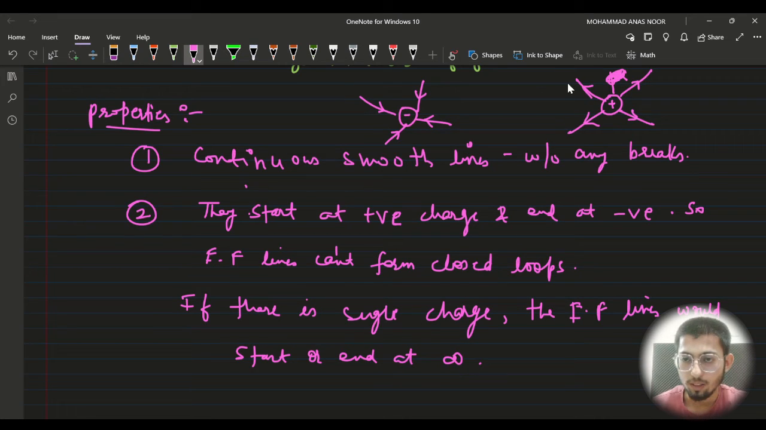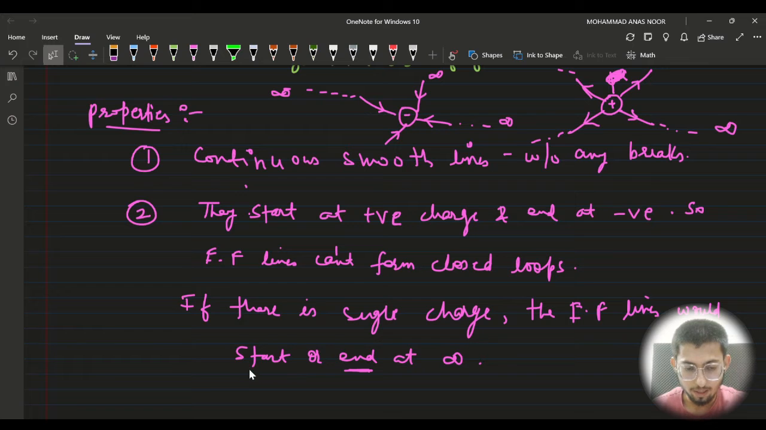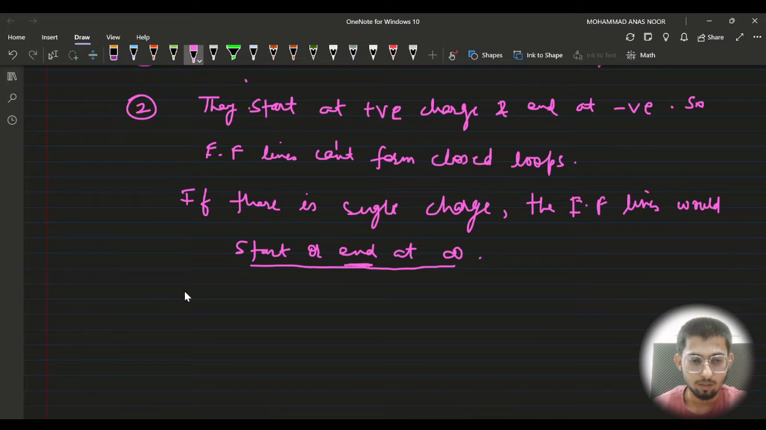For example, in this case, they are going away and they would approach infinity. So in the case of a positive charge, they will end at infinity, and in case of a negative charge, they will start at infinity. So it must be coming from somewhere far away, infinity. That's why we wrote that electric field lines would either start or end at infinity when there is a single charge. We'll discuss the combination of charges as well.